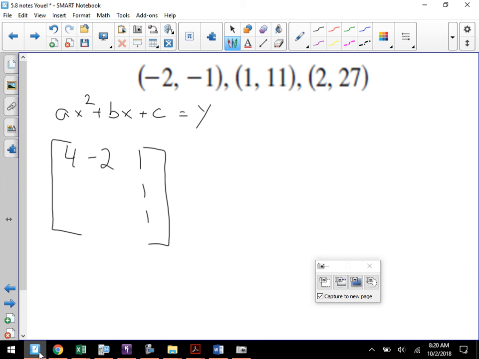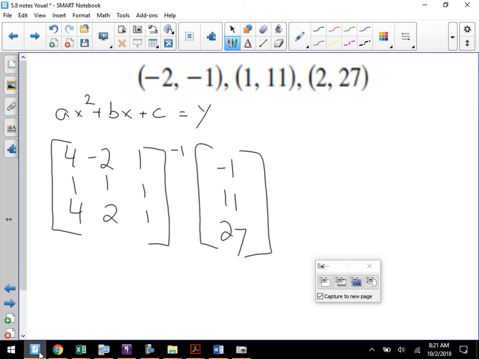We know that the number in front of it is 1. What's 1 squared? 1. What's 2 squared? 4. There's your inverse matrix, and your answers have to equal -1, 11, 27. And it's calculated.